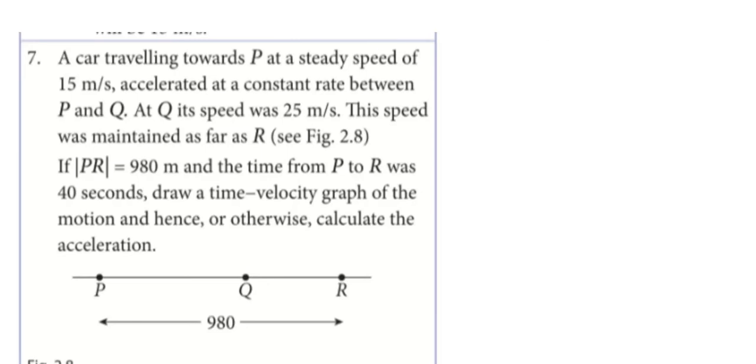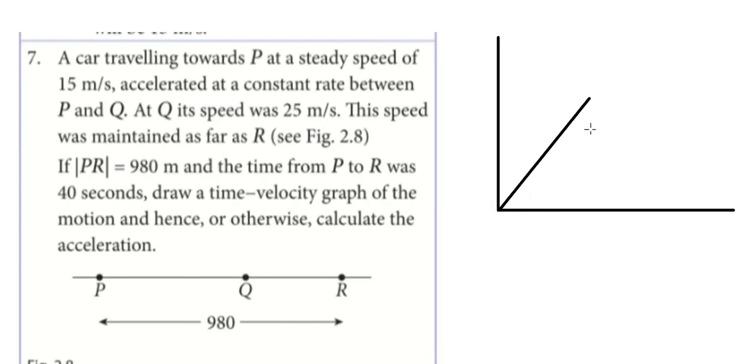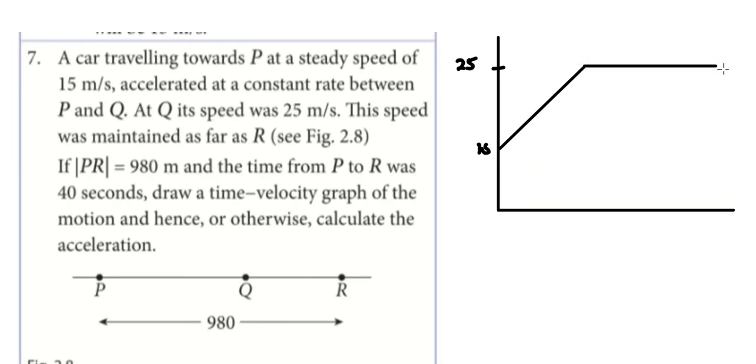You start at point P, but I'm about to make a mistake here, guys. Can anybody tell me what my mistake is? I start at 15 and go to 25. I'm starting at the origin, which is not where I should be starting from. Where should I be starting from? 0, 15 is my starting off point. So this is 15, this is 25. Okay, do I hit a steady speed? Okay, I accelerate from P to Q, and then I stay from Q to R.